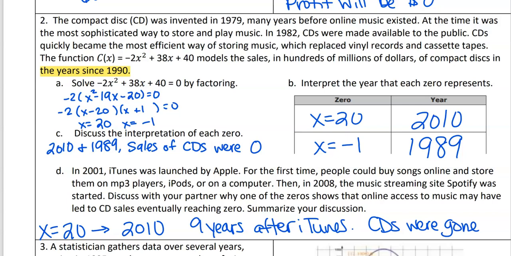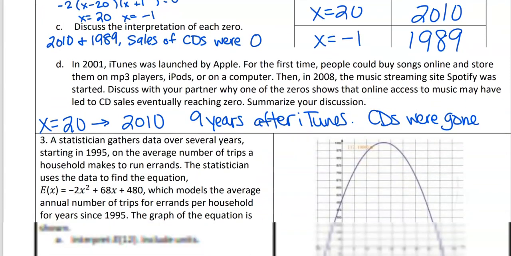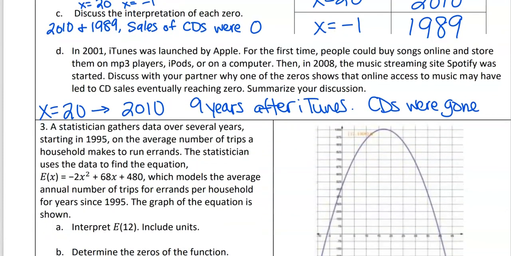Okay. So I wanted to know which one of those represented the CDs going away because of iTunes and Spotify. The x equals 20 would make the most sense for that. Okay. Because we get quadratic equations, these are just models of predicting things, right? They're not like actual data. They are fitting a prediction of what could or could not happen. So it wouldn't make sense that 1989 really showed CDs not existing. They definitely did exist.